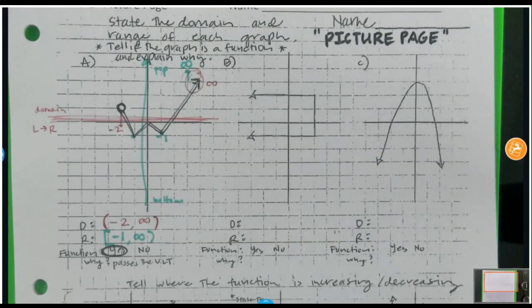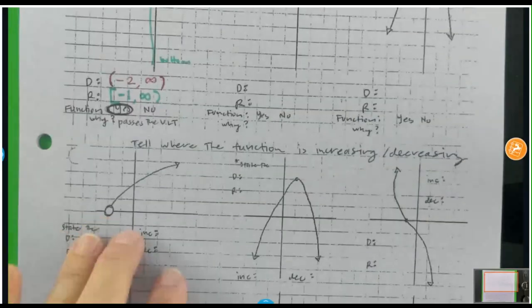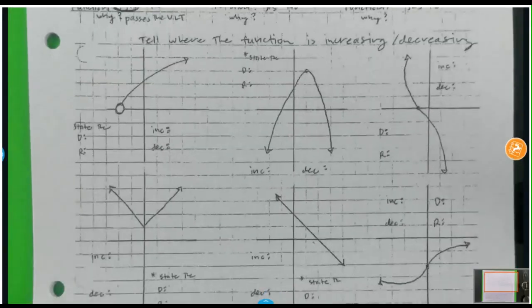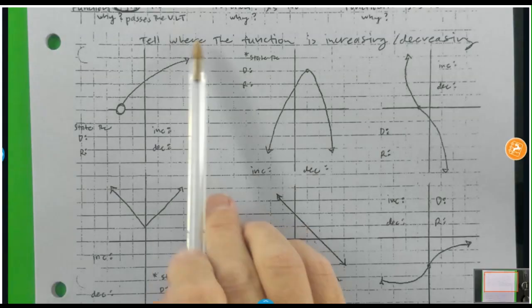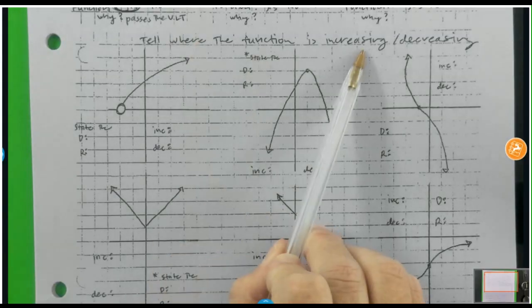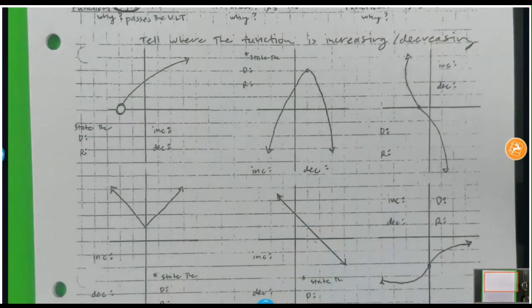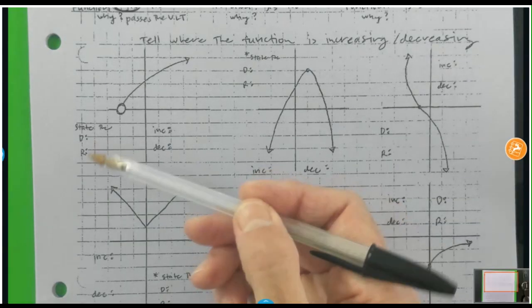All right, before we go back to the second part of our notes, let's do a couple more on this page. Let's slide up and let's do this thing right here. All right, this is a little bit different. This says tell where the function is increasing or decreasing. We talked about that. Same thing it means in English is what it means in math. If it's increasing, it's going up. If it's decreasing, it's going down. But let's start with the domain and range because that's what we just practiced.